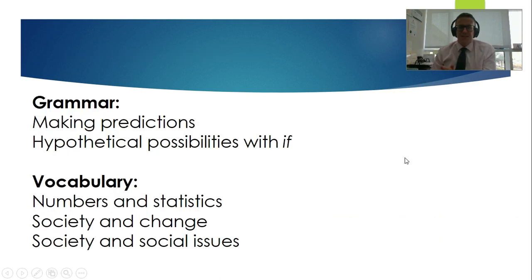Okay, that's it. So in this unit we did making predictions, we did hypothetical possibilities with the word if, we did numbers and statistics, society and change, and society and social issues. Good luck with your revision.